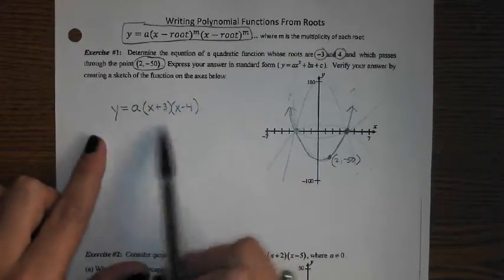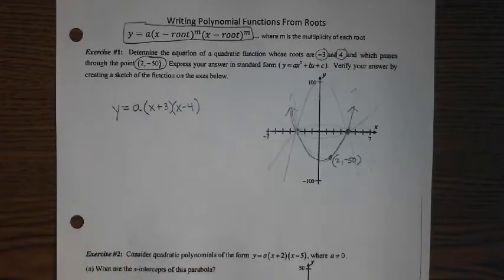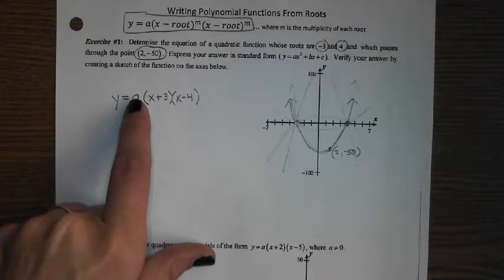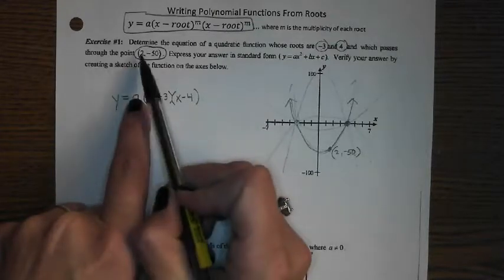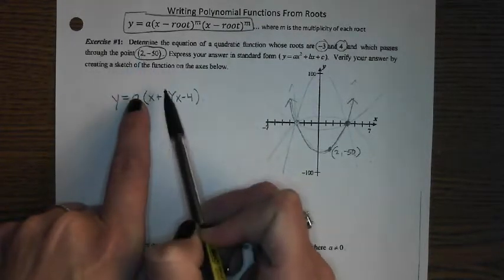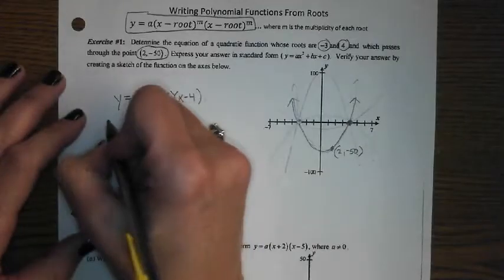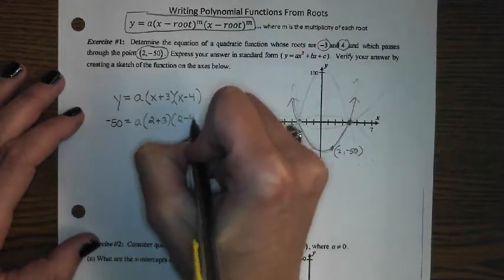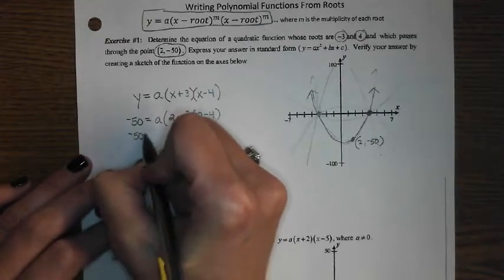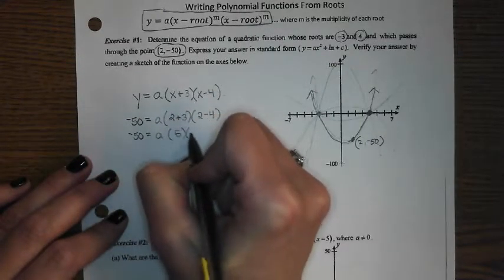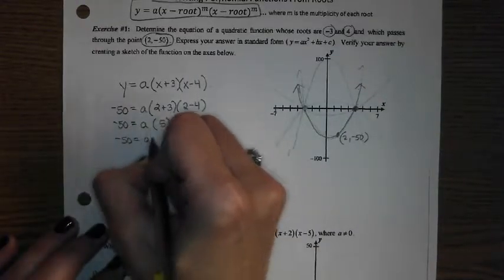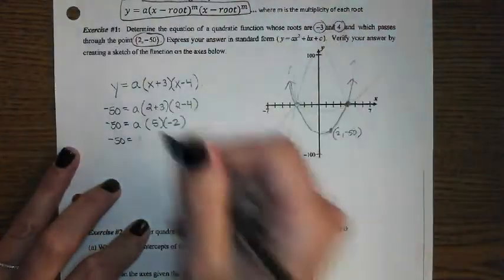How can we use this general structure and use this point to calculate a? If I want to solve for a, what do I need to do, Maggie? Perfect. That's the point x, y. 2 goes in for x, negative 50 goes in for y, and that will allow us to solve for a. So that's negative 50 equals a times 5 times negative 2 once you get that simplified. What's 5 times negative 2? So negative 10a. That's probably the better way of writing it.